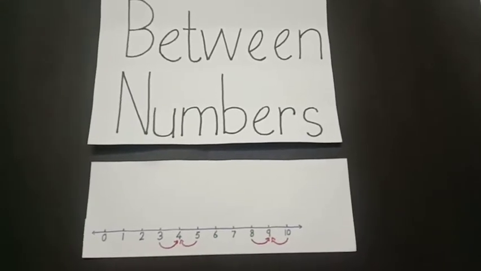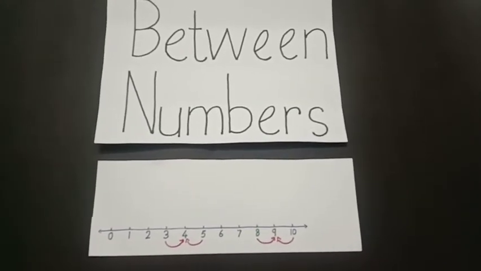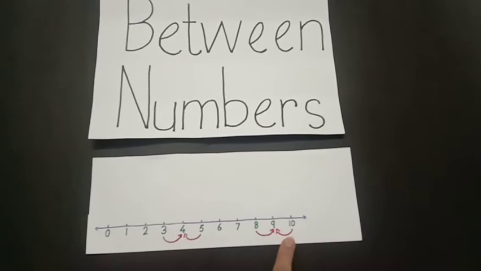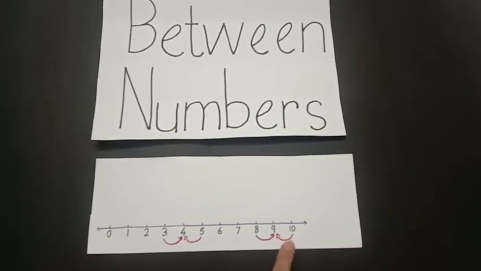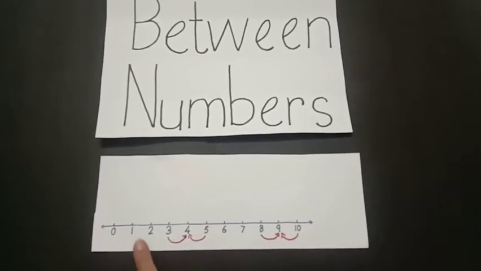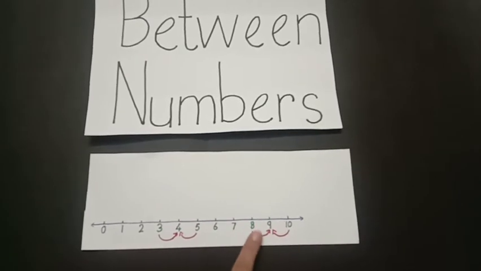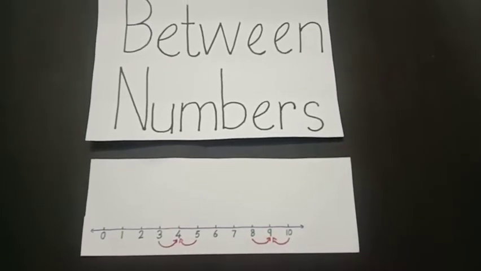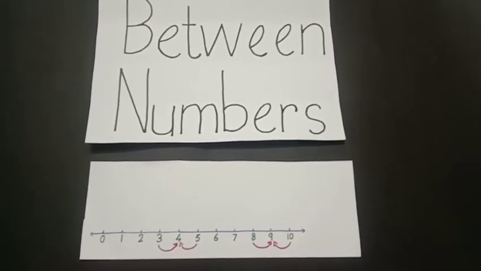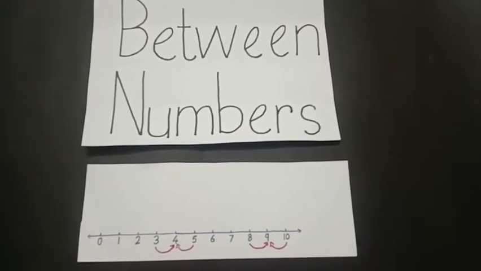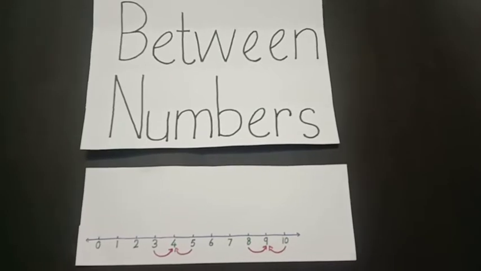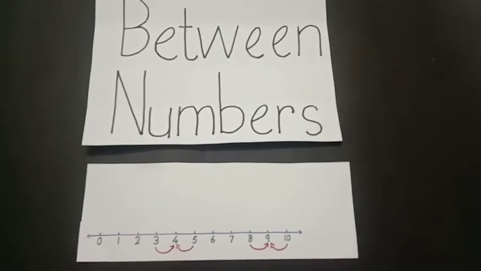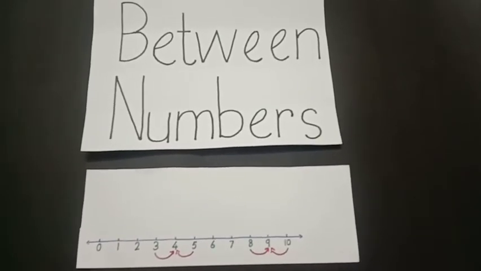Now kids, see here. This is a number line on which numbers are represented in equal distance on a line. So now we will do between numbers with the help of a number line.